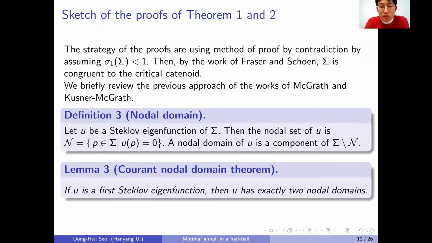So the strategy of the proof is to assume the first eigenvalue is less than 1 and obtain a contradiction. Then by the work of Fraser and Schoen, we can prove that the surface should be congruent to the critical catenoid. So how to obtain a contradiction? Now we briefly review the previous approach, and then let me introduce my approach.